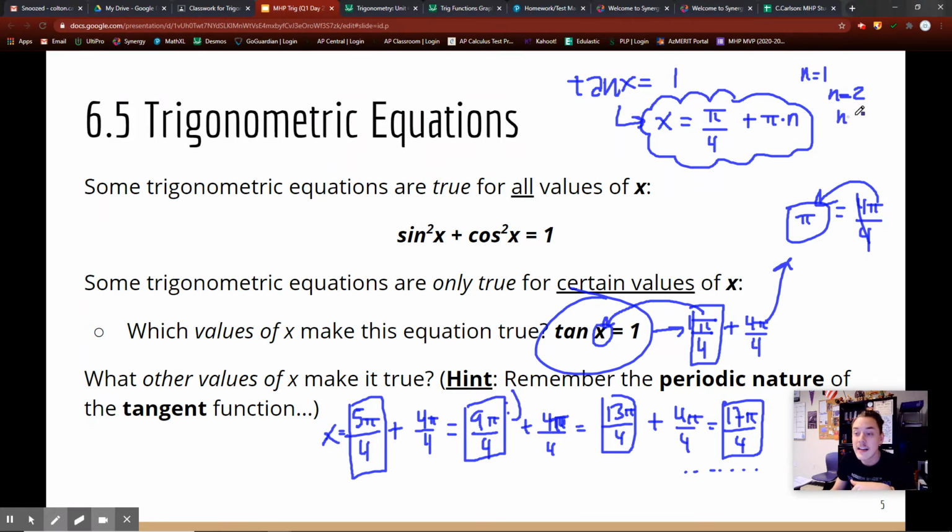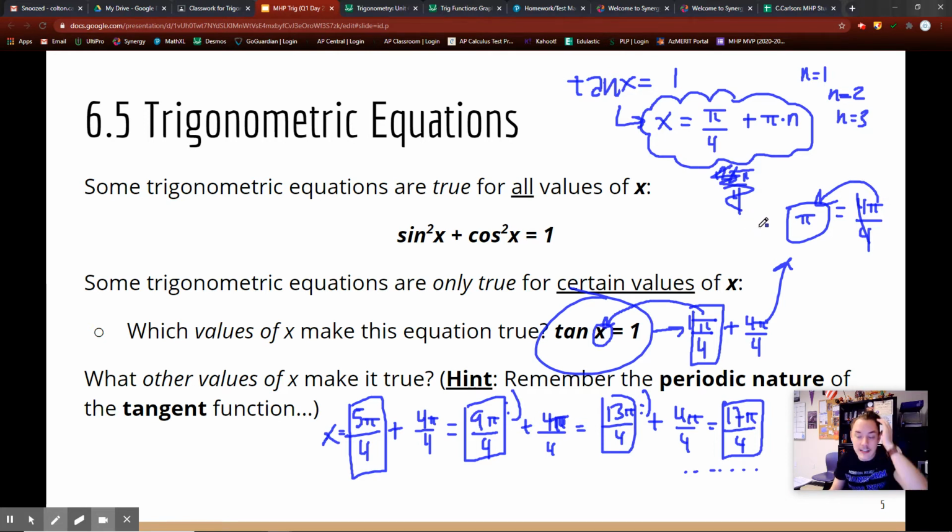And then if I did n equals 3, that would be 3 pi, which is the same thing as, I can't add. It's 3 pi, and then I need to times 12. There we go. And so 12 plus 1 is 13 pi over 4, and so on. Okay? Total brain dead there.